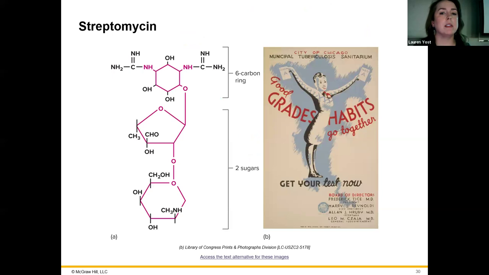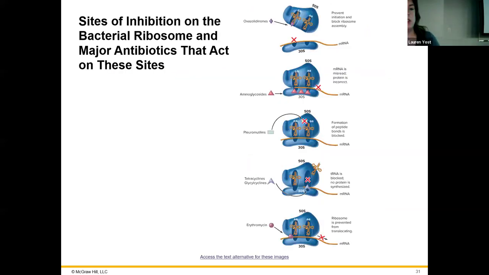Such as streptomycin. Here's the structure of it. I don't really care that much that you understand it, but there it is. So here's how these guys work. I'm not going to talk about these because I can't even say this word. If you want to hear me try to pronounce this word, here it goes. Oxazolidinones. I don't know, but there it is. I don't know what they are. Don't need to know them because I can't pronounce it. Another one I don't know much about is the pleuromutilins. I'm not going to ask you about them.